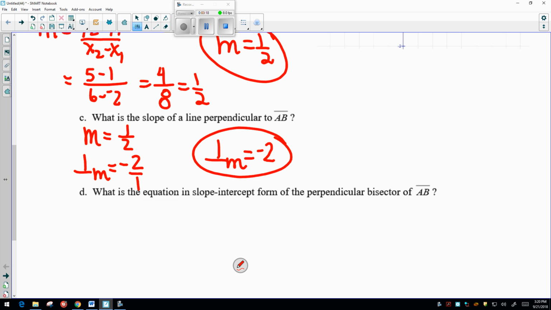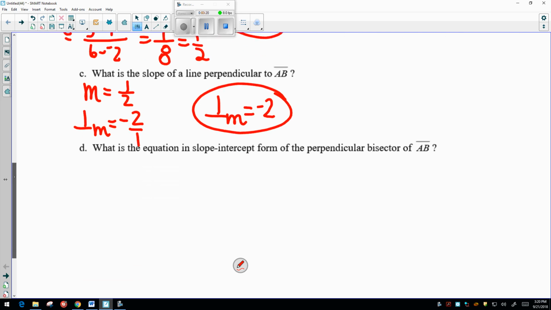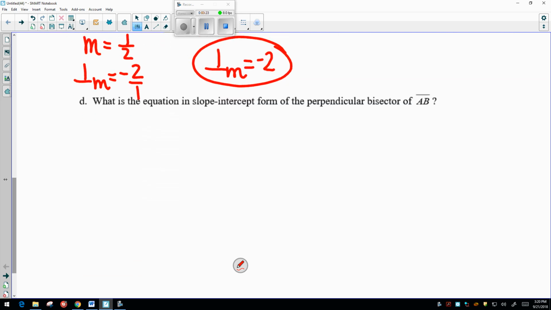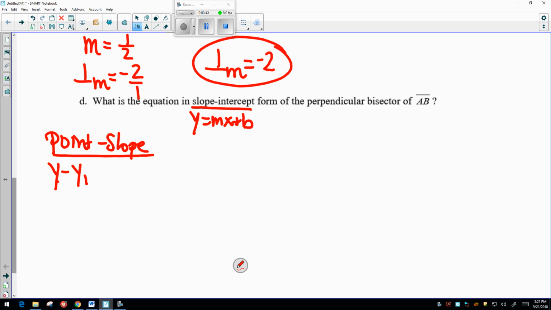Now we're at the point where we're going to write the equation of this perpendicular bisector, and notice the form they're asking for: slope-intercept form, our mx plus b form. I wouldn't necessarily start there, however. I would start with point-slope form, which is in your flip book and notes: y minus y1 equals m times (x minus x1). The reason I'd start here is because we have the point and we have the slope.